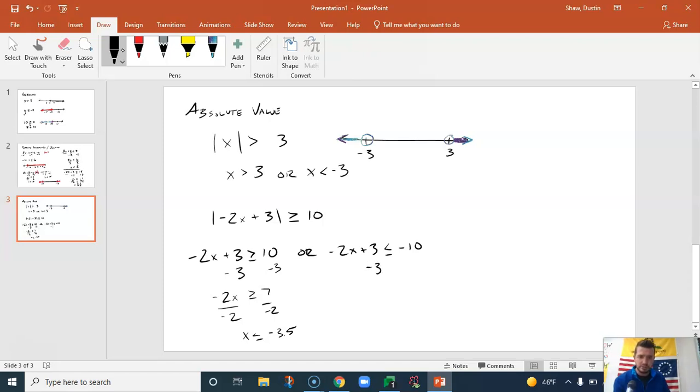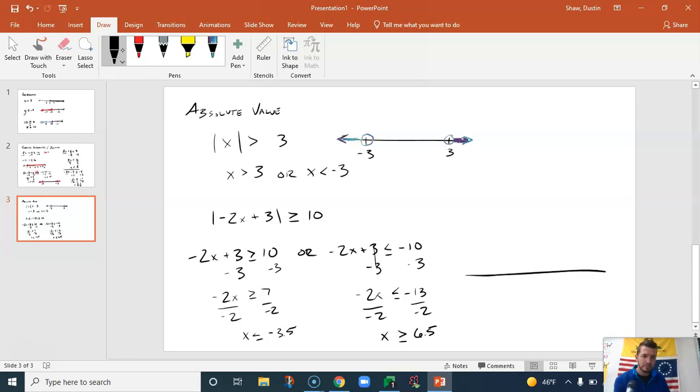Same problem over here. Let's go ahead and solve. So subtract 3, subtract 3. So -2x is less than or equal to, this is -13. Then divide by -2, and again you're going to want to flip your sign around. So x is going to be greater than or equal to, a negative over a negative is a positive, so this is going to be positive 6.5.